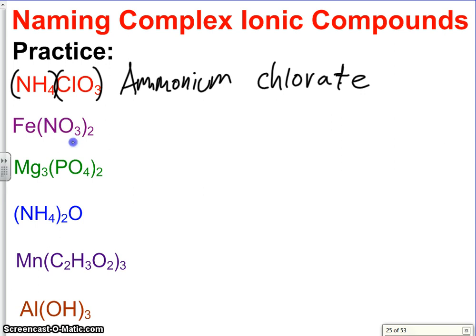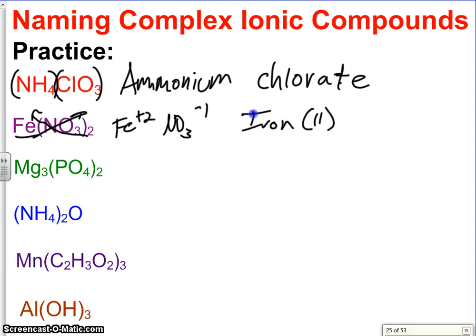Okay, next one, Fe(NO3)2. My polyatomic ion is already in parentheses, so that makes my life a little bit easier. Notice here we have a transition metal, so we have to name it like a transition metal, which means I'm going to uncross and unswap, bring up my charges. So I get Fe plus 2, NO3 minus 1. I check on my polyatomic ion list. Nitrate is supposed to be a negative 1. So now I just name it. Iron 2, NO3, nitrate.